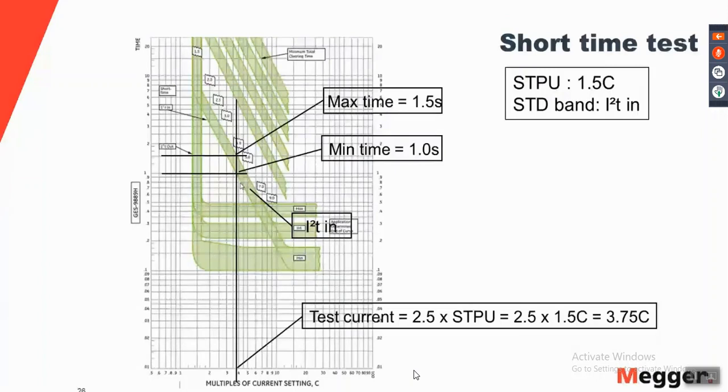So the maximum time in this case will be 1.5 seconds. The minimum time will be 1.0 seconds.